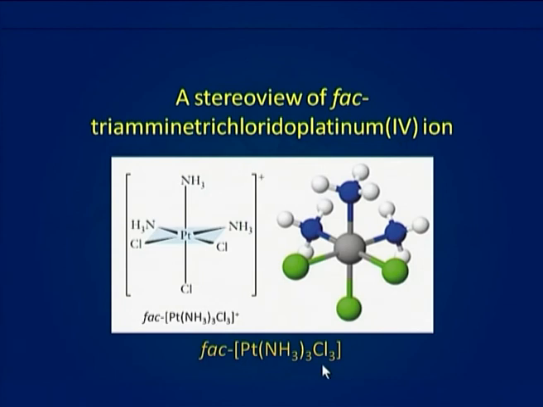Here is a stereo view of facial triammine trichlorido platinum(IV) ion. The three chlorido ligands are all on one triangular face of the octahedron, and the three amine ligands are all on the opposite triangular face. In the other isomer, the three similar ligands lie on the same plane. This is called the meridional isomer. It is so called because the plane is analogous to a meridian on a globe.